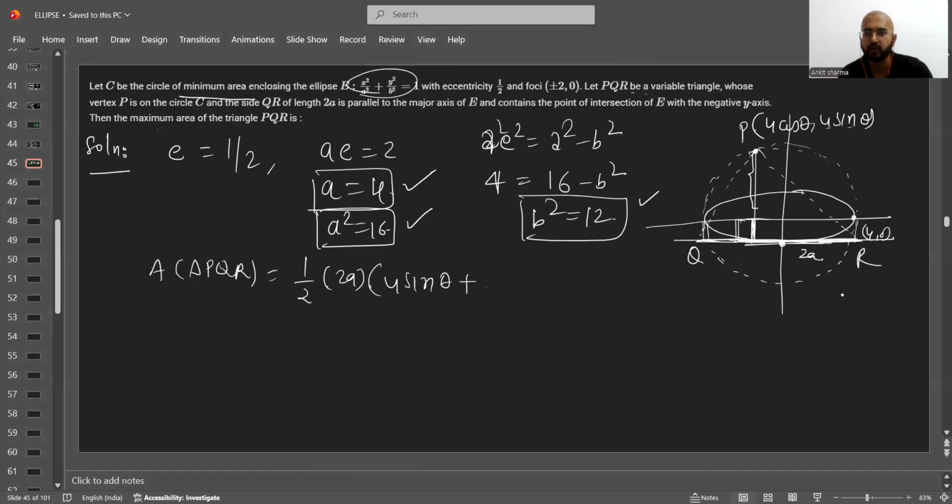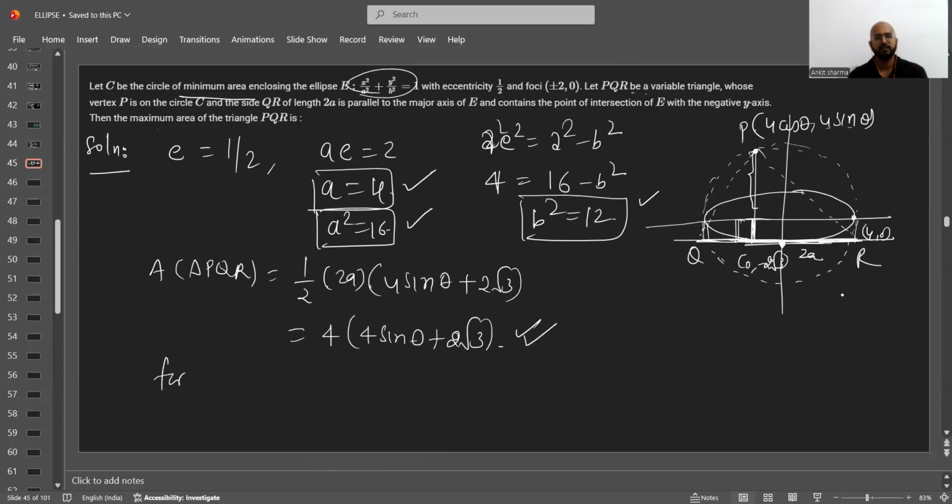This is nothing but the end point of the minor axis. So end point of the minor axis, we can find out, it's B. So this point is going to be 0, comma minus 2 root 3. So this is the end point of the minor axis. That means I know this length. So this much is 4 sine theta and this much is 2 root 3. So I can add here 2 root 3. So 4 into 2 is 8, 8 over 2 is 4 times. This is going to be 4 sine theta plus 2 root 3.